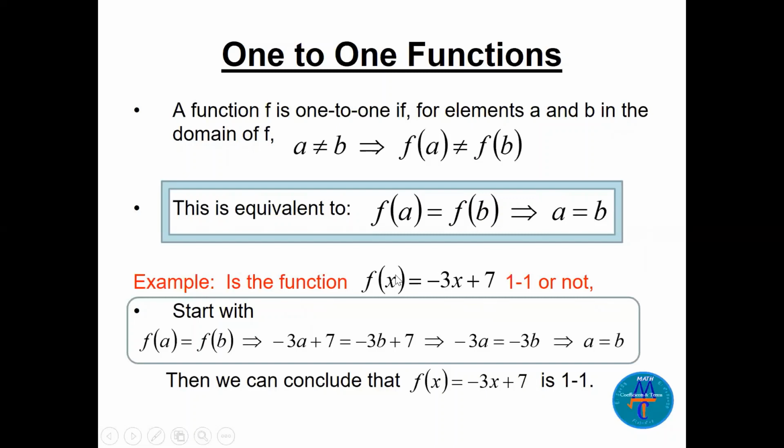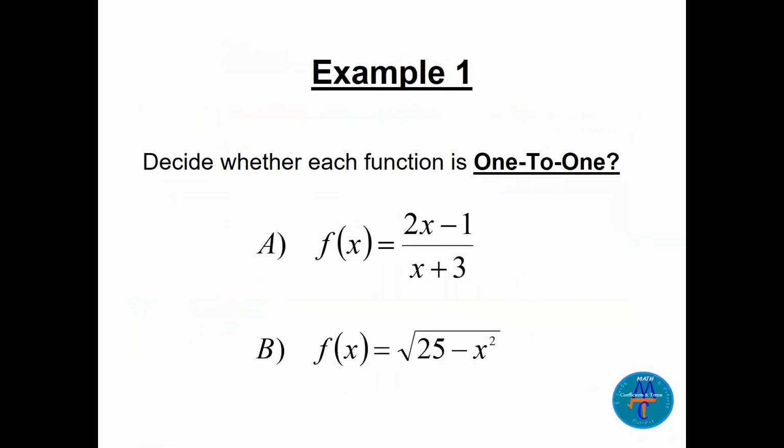Let's take a simple example here. If we have this function f of x equals minus 3x plus 7, is it one-to-one or not? So I can start with this: f of a is equal to f of b. So I replace a in the function, and then I replace b in the function. I simplify here, cancel the 7, and then divide by minus 3, so a equals b. So this one, yes, is one-to-one. Also, we can see that in the graph after a few minutes.